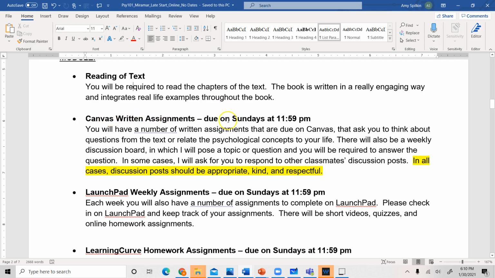You'll have Canvas written assignments due Sundays at 11:59 p.m. They might ask you to think about questions from the text, or relate the psychological concepts to your life, which is kind of the cool thing about psychology, because most of it can relate to your life in some way. There'll be a discussion board in which I pose a question or topic, and you'll be required to answer the question. If I ask you to respond to other classmates' discussion posts, please be sure that your responses are appropriate, kind, and respectful.